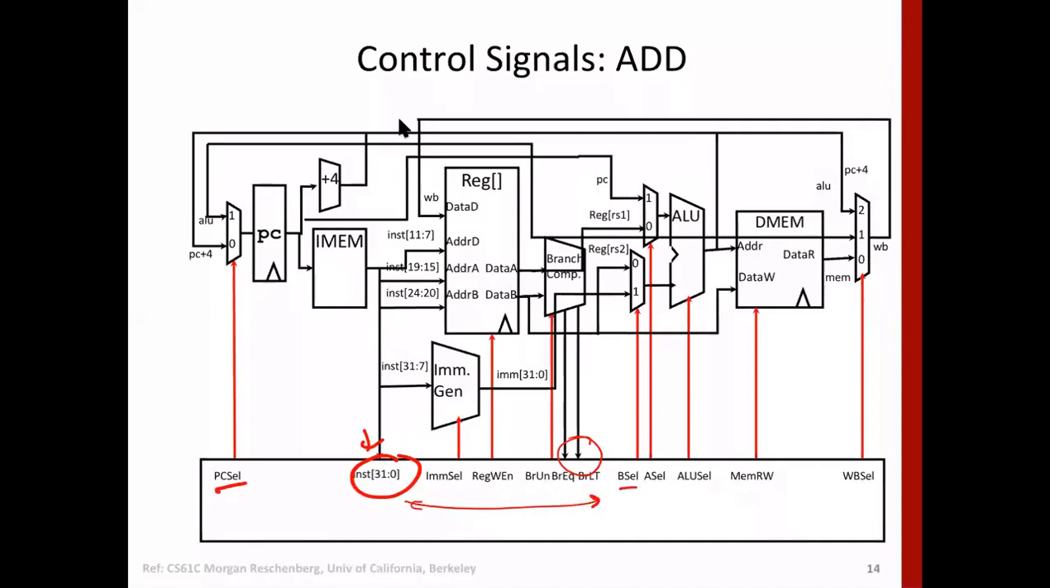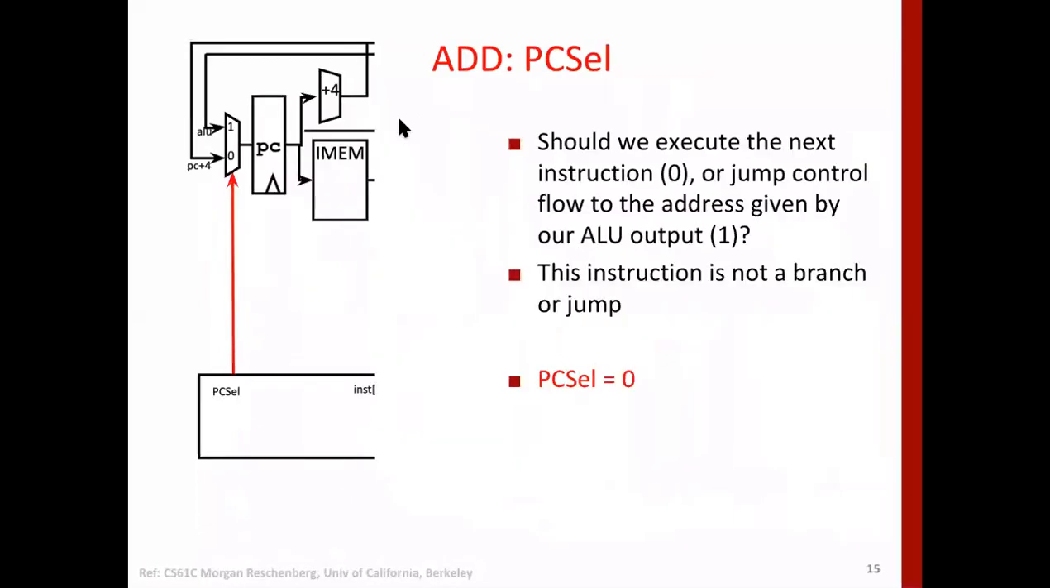So we have to now generate these values for the add instruction, and you have to tell me what will be the value of the control signals. First thing is PC select. For the add instruction, you tell me what should be the value of PC select and why. Of course, it's written here, PC select has to be 0. Who can tell me why it is 0?